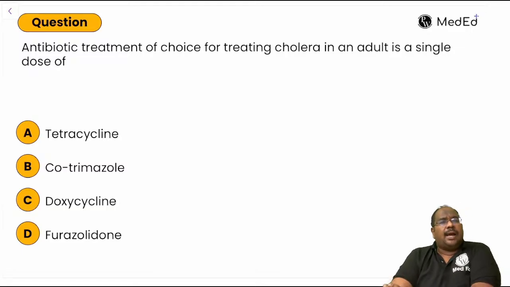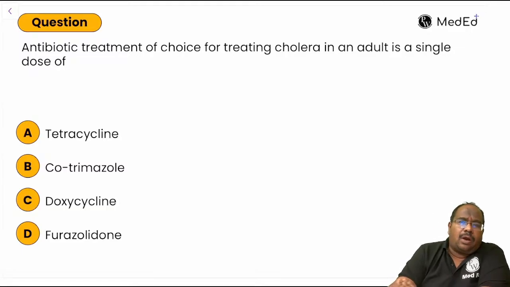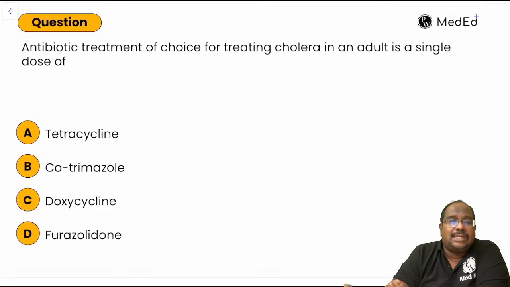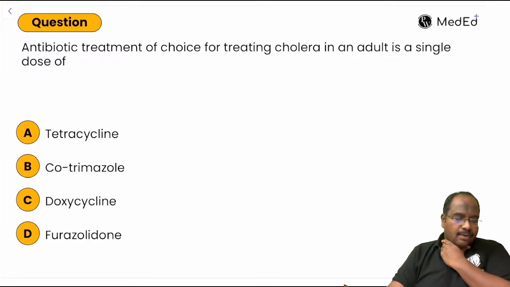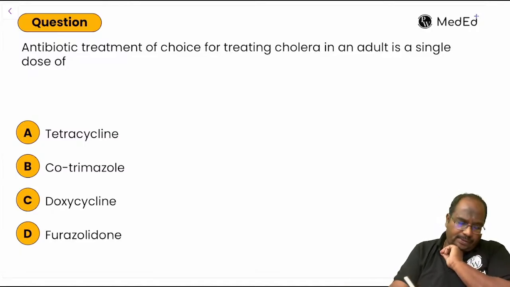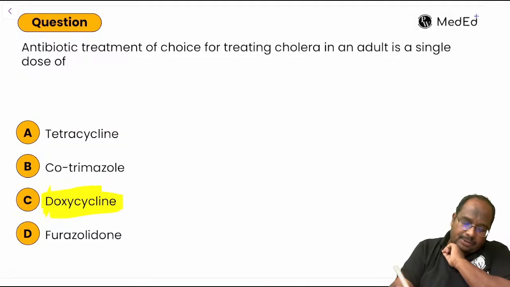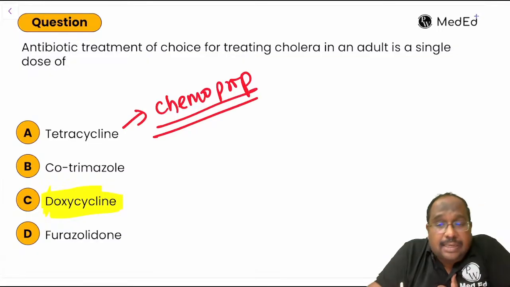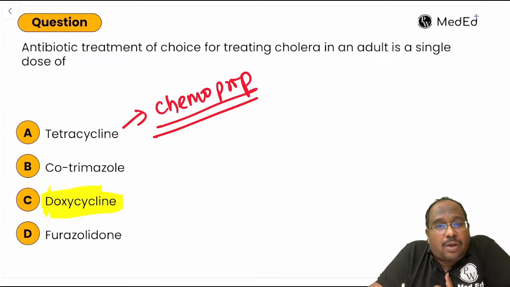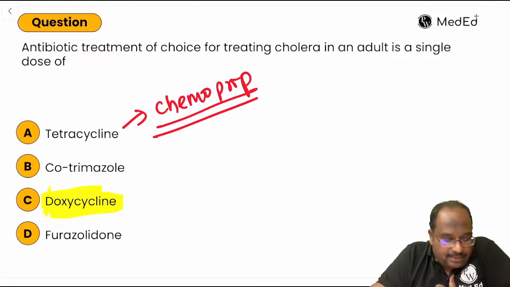Next question. Antibiotic treatment of choice for treating cholera in an adult in a single dose. Which one will you provide? Not tetracycline. The antibiotic we will give is doxycycline. For chemoprophylaxis we can use tetracycline, but treatment is doxycycline. Cholera is doxycycline.